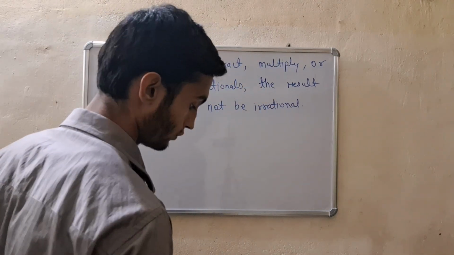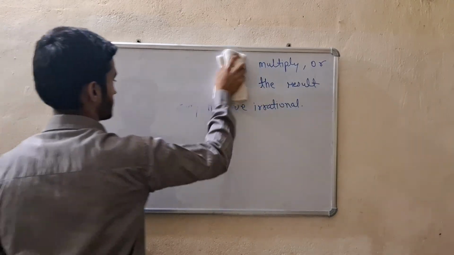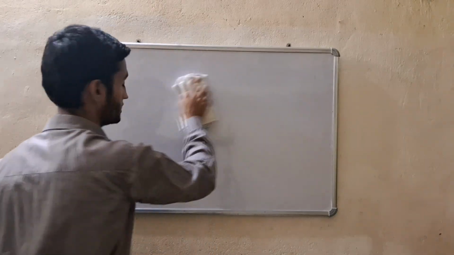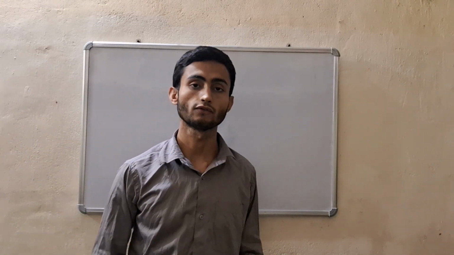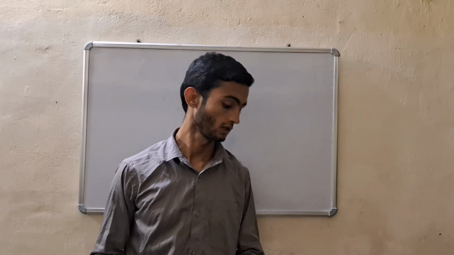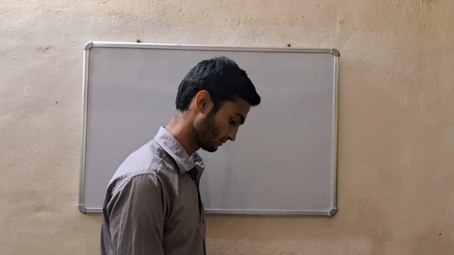And now we turn our attention to representing real numbers on the number line. Any real number, be it square root of 3, square root of 5, or square root of, let's say, 9.6, whatever, we will learn to represent these numbers.